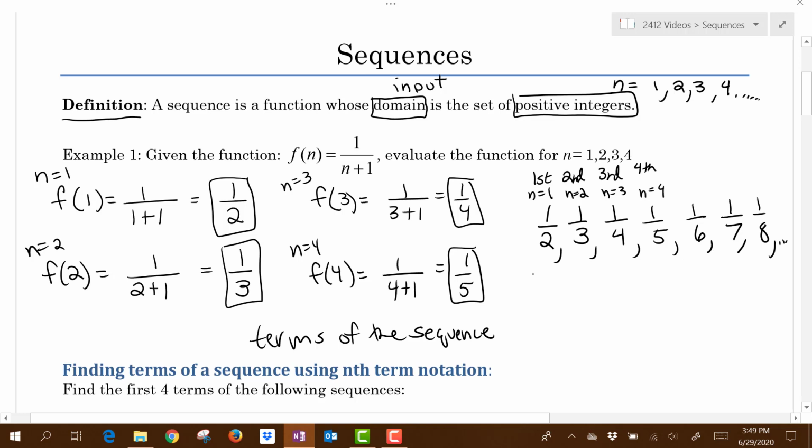What if we wanted to find the 17th term of the sequence? How would I find that? Well, go to your function and plug in n equals 17. So f of 17 will give us 1 over 17 plus 1. I get 1 over 18. So to generate a term of a sequence, we plug in the n value for whatever term we're looking for.